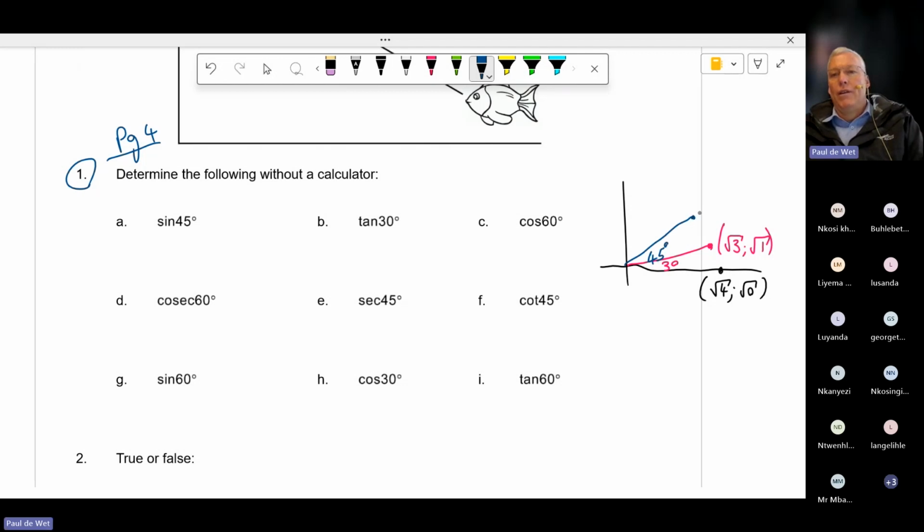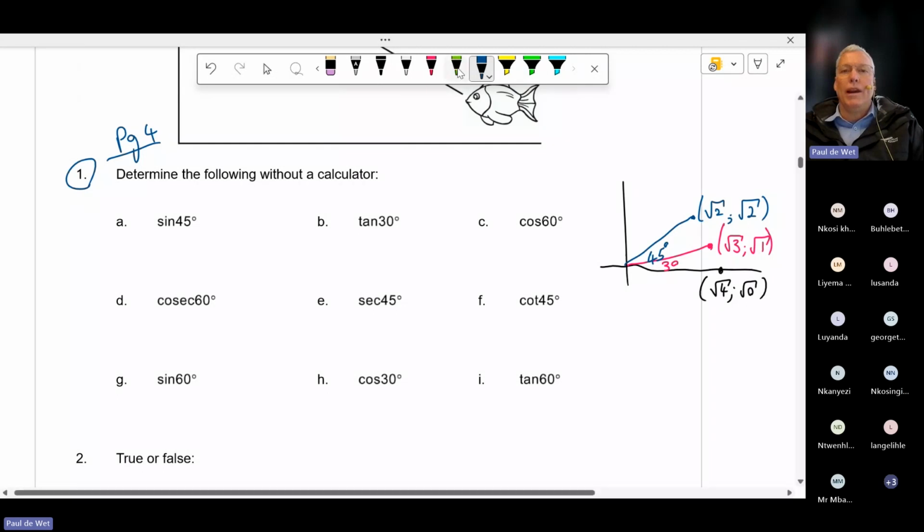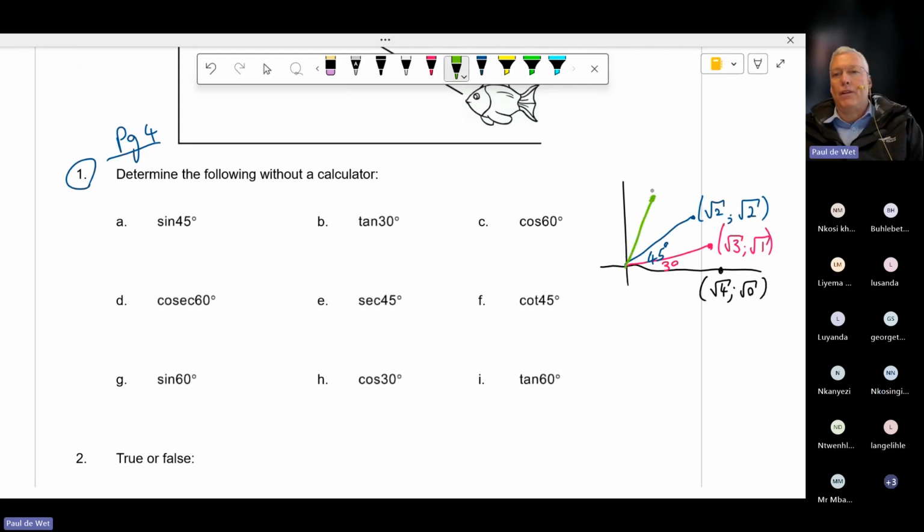Then when I go to 45 degrees, okay, so this is 45 degrees. What do I do? Square root 2. This one's getting smaller. This one's getting bigger. And then lastly, when I go to 60 degrees, square root 1, square root 3. So this green angle is 60 degrees. Remember the whole way from there. This one's going to be square root 1, square root 3.